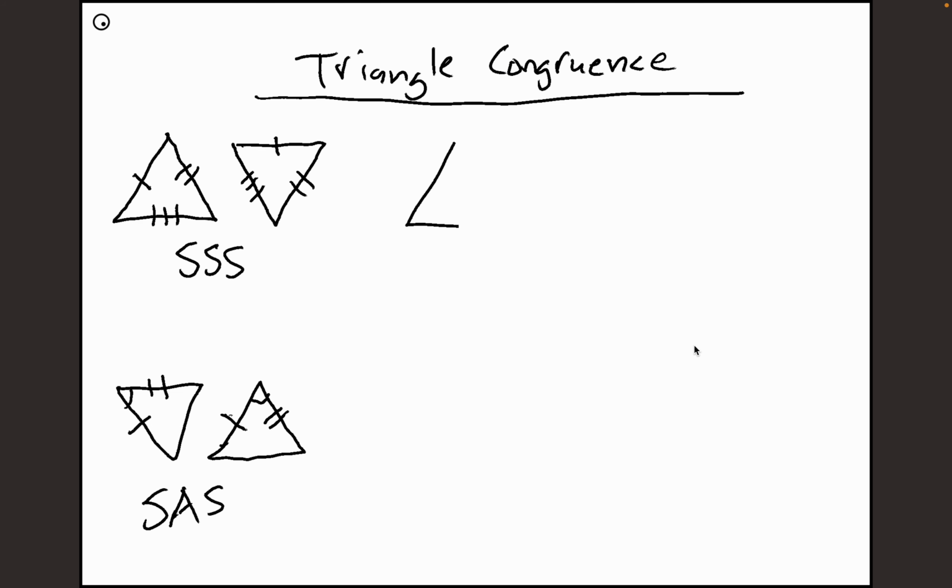Let's look at this one. What do we think this one's going to be named? ASA. Angle, side, angle. Perfect.